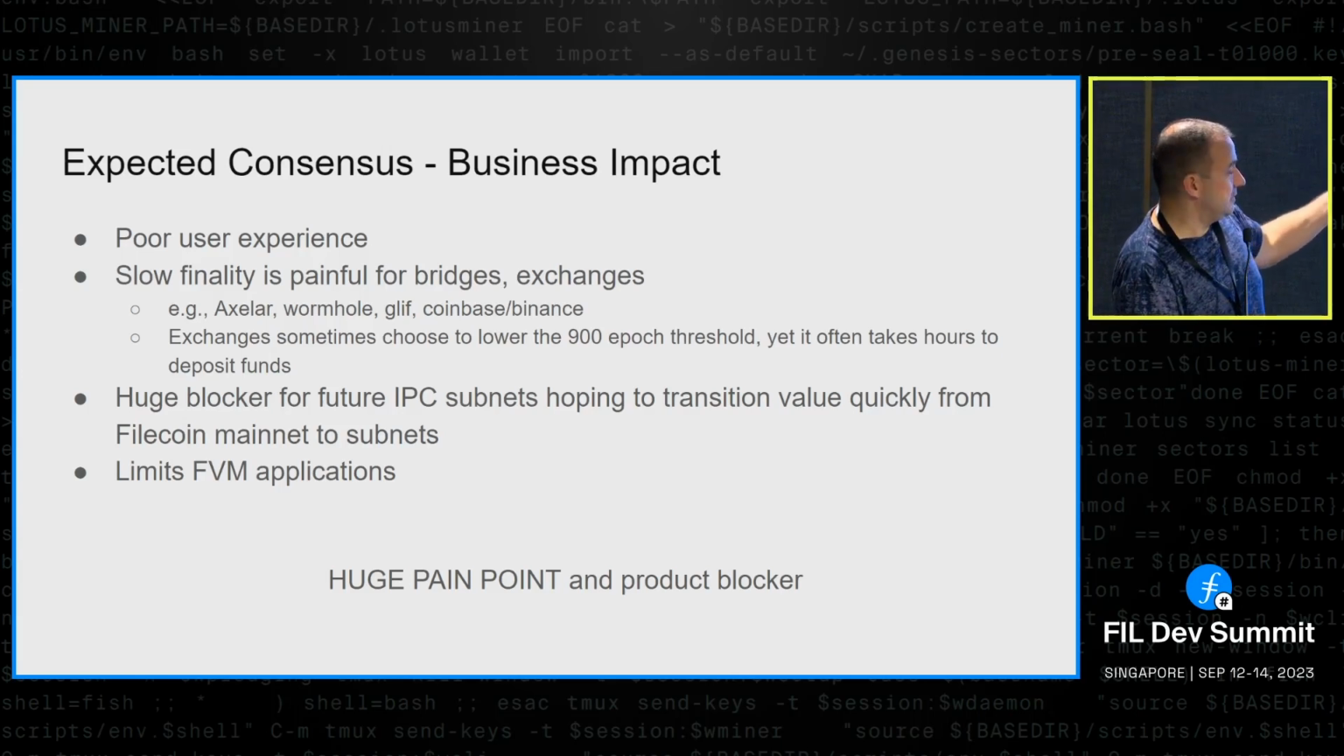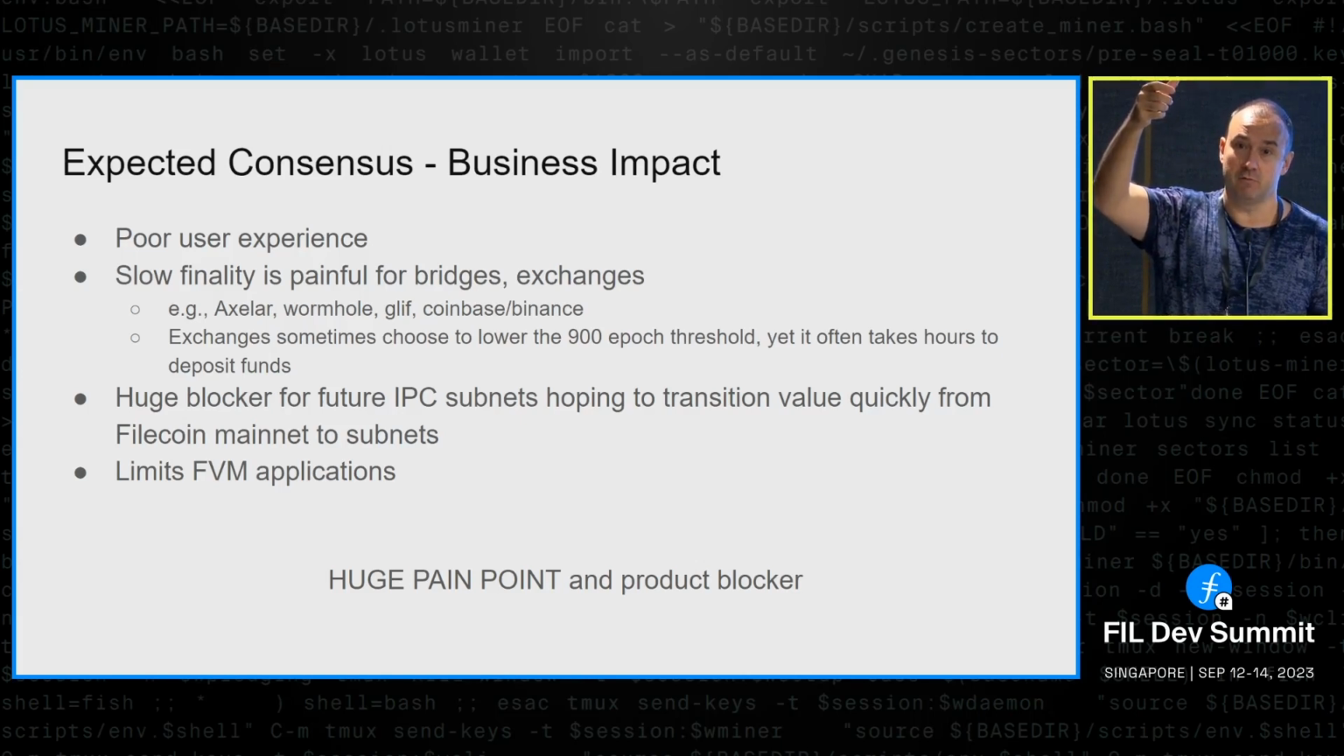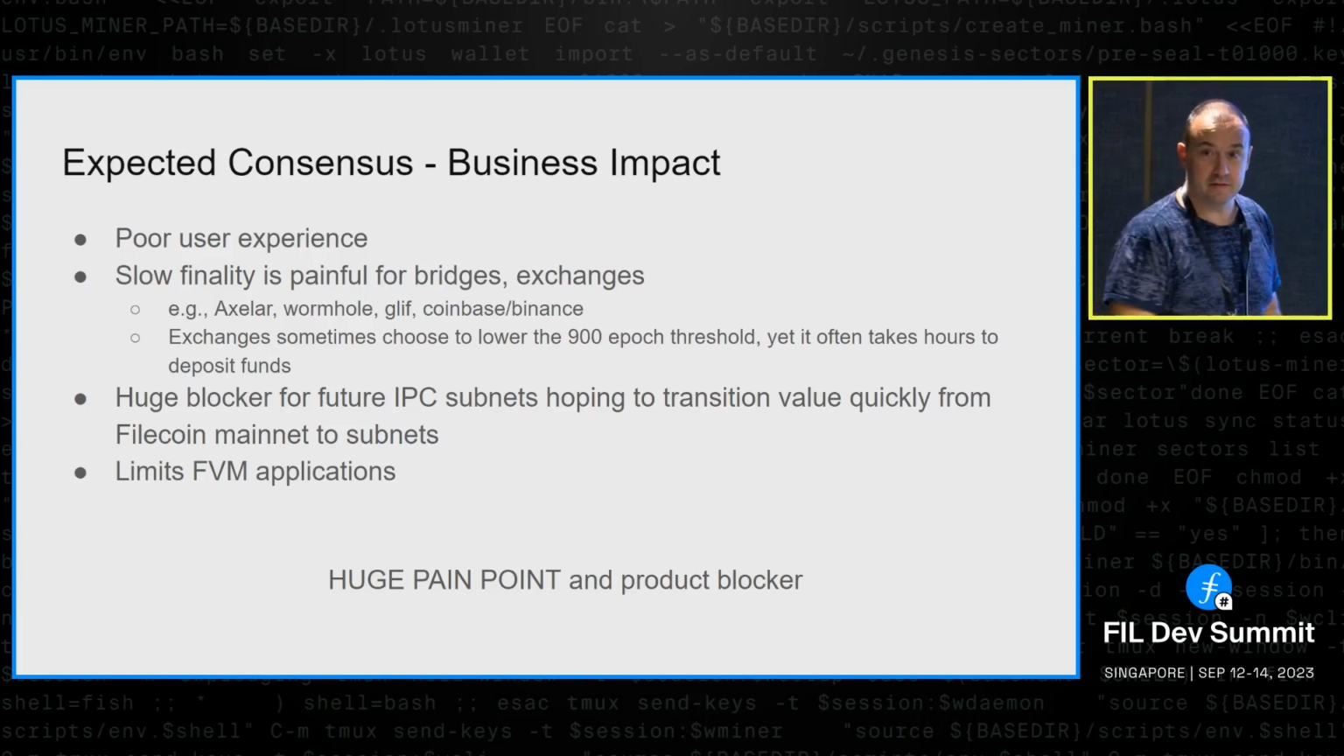And this is a pain point for bridges as well, for existing applications and products, but also for coming ones. Especially for us in IPC, we use this hierarchy that Juan introduced. As you propagate stuff up the hierarchy, you're going to reach L1 at some point, and then you are going to use this information to go down. That is when you consider the information on L1 final. So for a nice experience of IPC, we are going to have to solve this problem. It limits FVM applications and so on. So I guess this is one of the main problems that we have in the Filecoin network today.